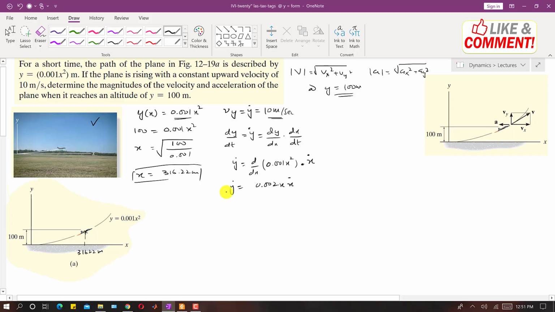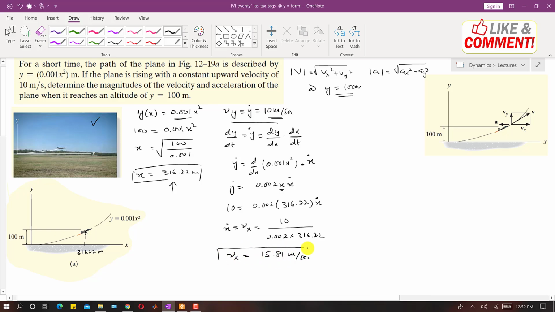Now we are given that the upward velocity is constant, so y dot is 10 meters per second. So we can write 10 equals 0.002, and when y is 100, x is 316.22, so 316.22 x dot. We can find x dot by using this Vy, which is given. So x dot, which is Vx, is equal to 10 divided by 0.002 into 316.22. So this will give us the velocity component along x.